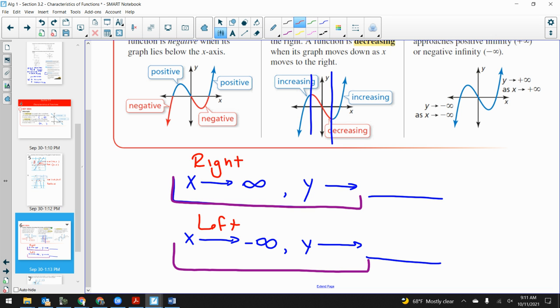So here's how I would answer this one. What's happening on this function on the right side? Is it going up or down? Up. Positive infinity. What's happening on the left side of that function? It's going down. So I would say negative infinity. Okay? That's how you answer the problem. There's going to be a blank there for you every single time that you should either say up or down. So positive infinity or negative infinity.